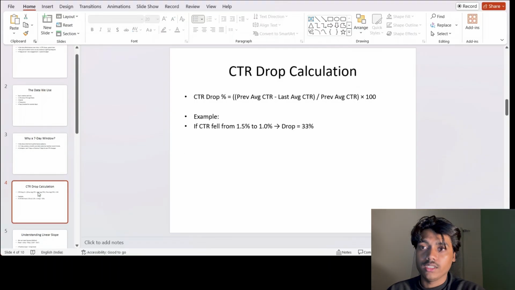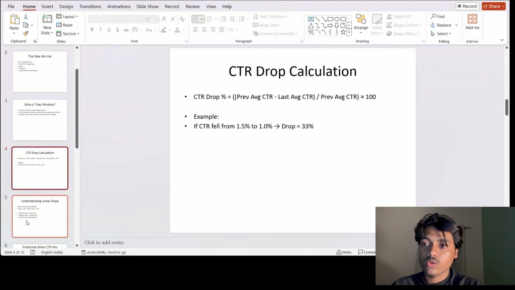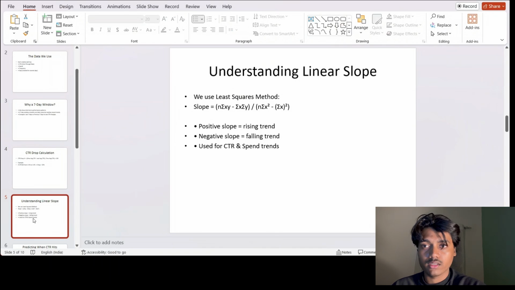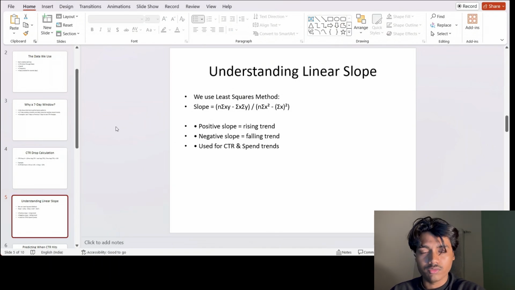We are calculating the linear slope. A linear slope will be very useful to understand the trend of the CTR, or whatever we are using, that is the spend or the CTR. If the slope is positive, it means that the trend is rising. If the slope is negative, it means that the trend is falling. For that, we are using the least square method, and to calculate that slope, we are using this formula.